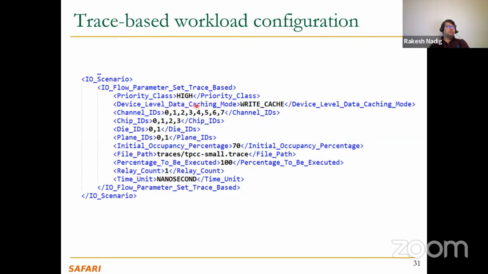And we can also define the priority class for the NVMe queues and the device level data caching. So these are some of the parameters that are required for a trace-based workload configuration.